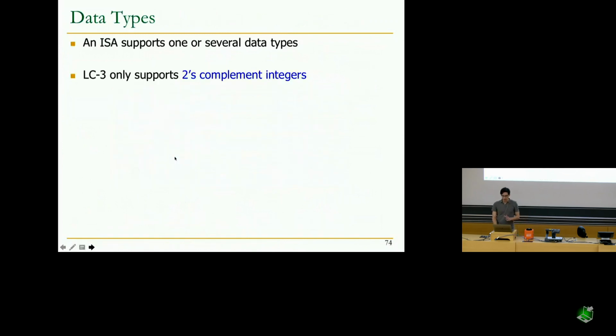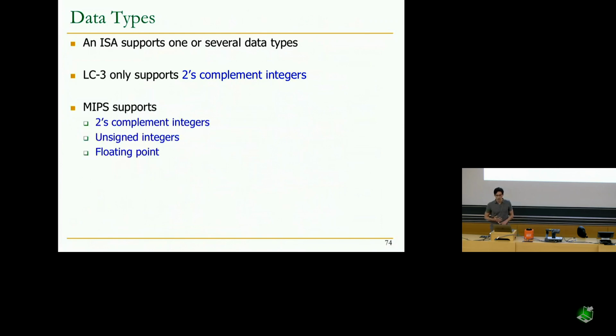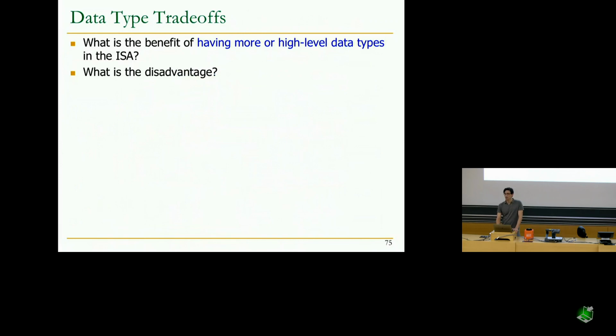So regarding the data types, same as we can have more or less complex sets of instructions, we can also have ISAs that support more or fewer data types. In LC3, we only consider 2's complement integers. In MIPS, we can have 2's complement integers, or unsigned integers, or even floating point data types. But there are, again, trade-offs here. What's the trade-off of having more or high-level data types in the ISA, and what are the disadvantages?